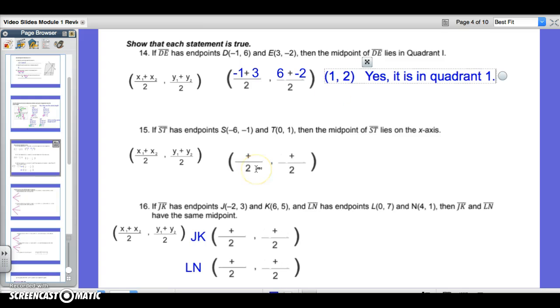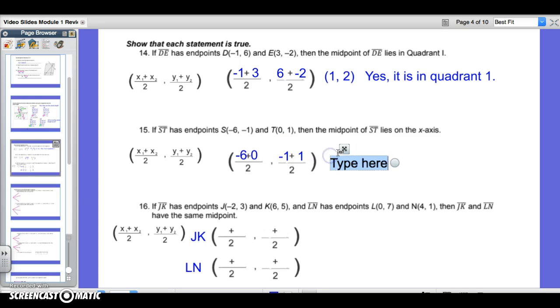Okay, the next question. It says, if ST has endpoints S(-6, -1) and T(0, 1), then the midpoint of ST lies on the x-axis. So again, I have the midpoint formula, and I'm going to add the x's in this first part. So -6 plus 0 from the T value that I got. Then for the y's, I'm going to say -1 plus 1.